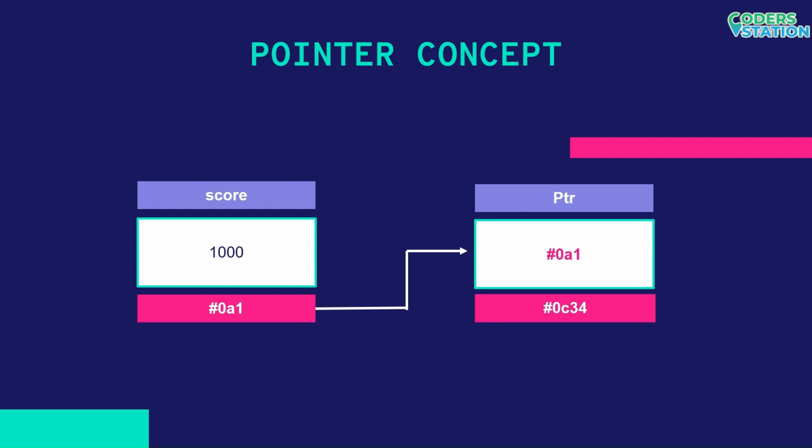And we have created another variable, a special type of variable called a pointer variable. What the pointer variable does is store the memory address of score in itself. That is, in the value section of ptr, it stores the address of the score variable, and it also has its own memory address. So I think you have understood the basic concept. I will clarify your doubts further, but first let's continue our video.